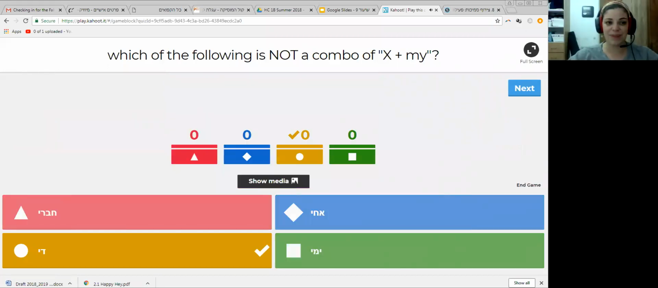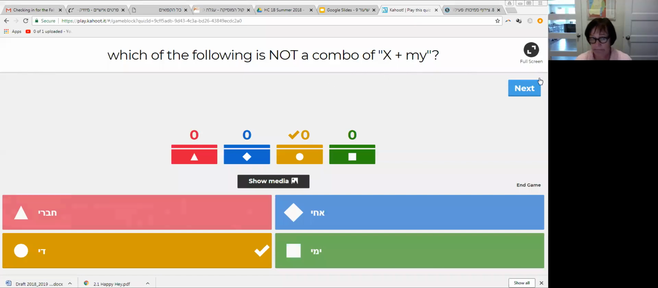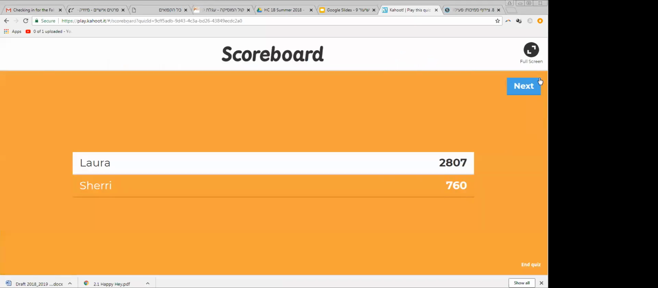Okay, so just to explain this question, if we have the yud at the end, it means my something, right? Chaverai, my friend. Achi, my brother. Yamai, my days. But this one was a tricky one. Dai just means stop, not connected to the yud at the end. Oh, it's not a combo. I read it's a combo, and I'm like, oh, wait, how?